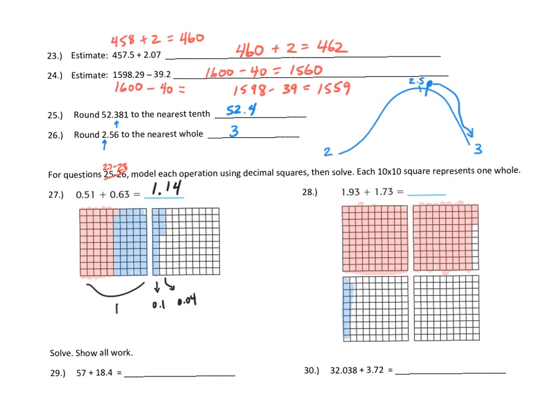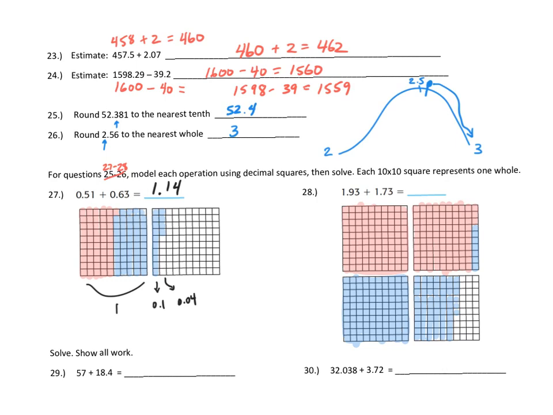I'm going to go ahead and just shade in this entire whole here. And then I'll shade in my 73 hundredths. So right here, this is 7 hundredths, so I need 3 more to make 1/10. So there's 1/10 plus 3 more is 2 tenths, 3 tenths, 4 tenths, 5 tenths, 6 tenths, 7 tenths plus 3 more hundredths. 1, 2, 3.